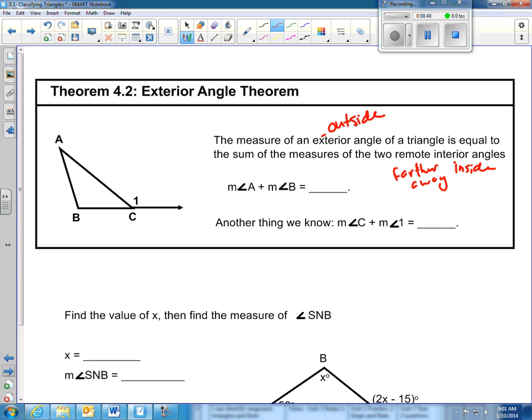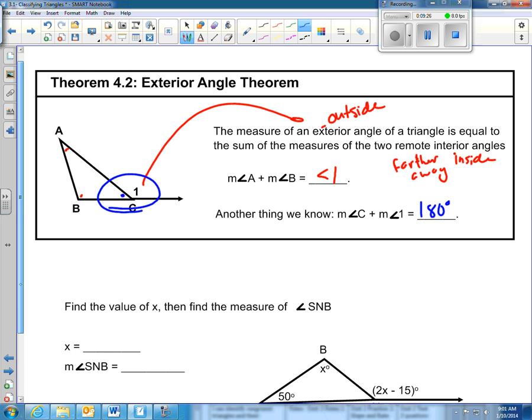Okay, so that's saying here that angle A and angle B, those are our remote interior angles. And angle 1, that's our exterior angle. Okay, angle A plus angle B is going to add up to the measure of angle 1. So those 2 inside angles add up to the measure of angle 1. And the other thing that we know is, look here, let's say this is angle C. Angle C and angle 1, those 2 add up to a straight line. So they add up to 180 degrees.